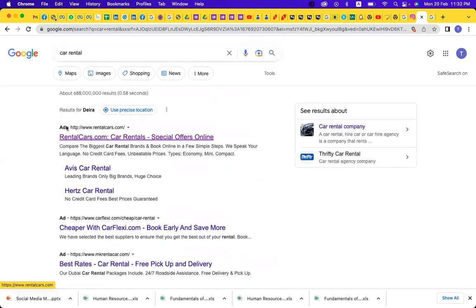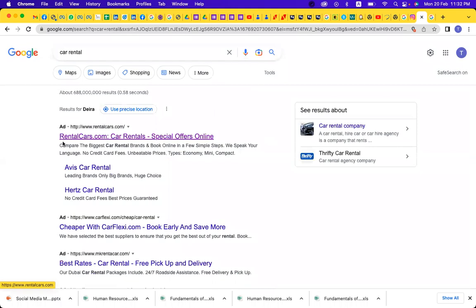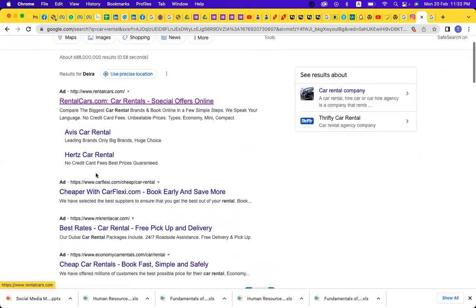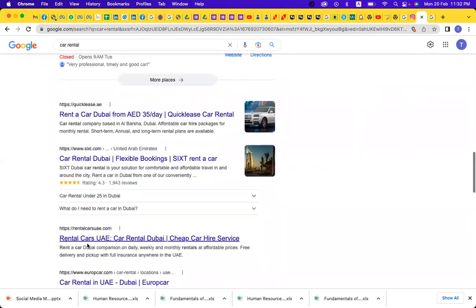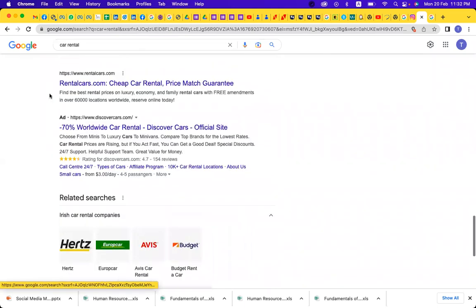When I talk about an ad, I mean the paid ads. Any ad that comes in plain text, with no images attached, is what we call a text ad, because it only carries text. For example, this is a text ad, this is a text ad, this is a text ad, and this is a text ad. There are no images associated with these ads. That's why it is called a text ad. And if I scroll down, the last one is equally a text ad.